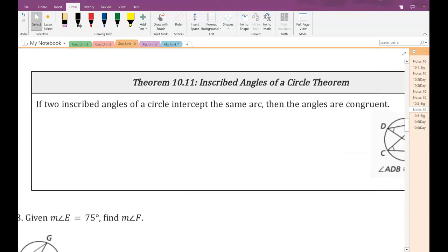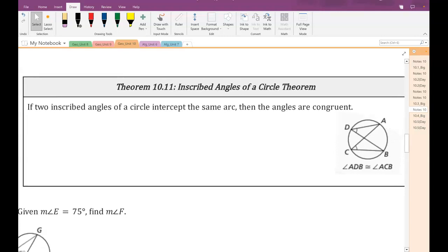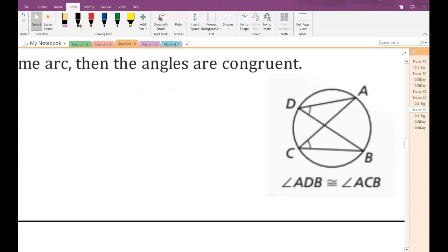So theorem 10.11. This unit has a lot of theorems, so we're already at 11 and we still have like 3 more sections, so we're going to get up there. But if two inscribed angles of a circle intercept the same arc, then the angles are congruent. So angle D and angle C in the diagram both intercept arc AB. So they're both half of the length of AB. So that means these two have to be equal to each other.